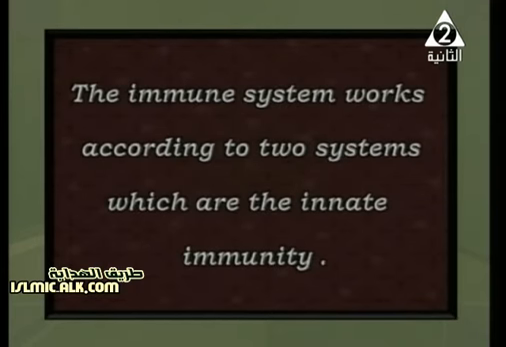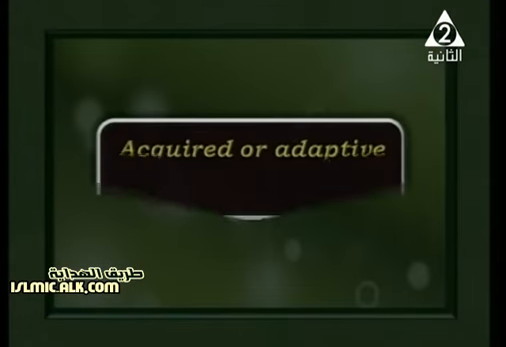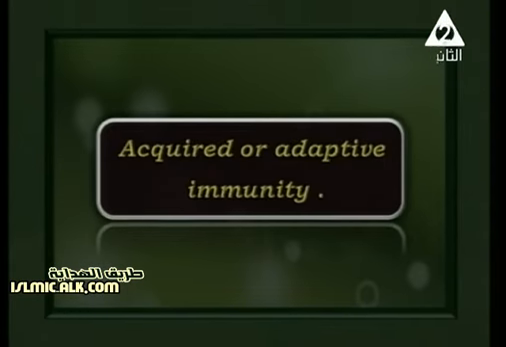Also, the immune system works according to 2 main systems, which are the innate system and the acquired or adaptive immunity. So right now we're going to study the innate system separately and the acquired or adaptive immunity on the other side. Okay, well, let's start.